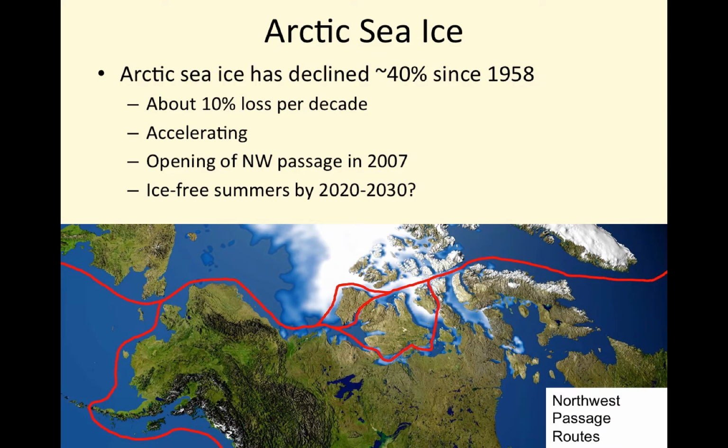Arctic sea ice has declined about 40% since 1958, about 10% loss per decade. It is accelerating over time. The Northwest Passage first opened in the summer in 2007, and this is a passage where you could conceivably get through with a ship across the northern part of North America. Predictions are for ice-free summers by about 2020 or 2030, depending on which model runs you're looking at.